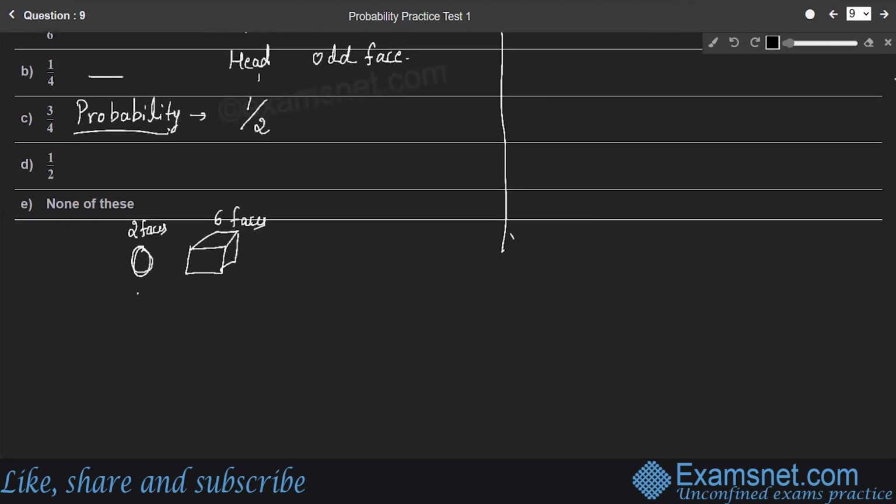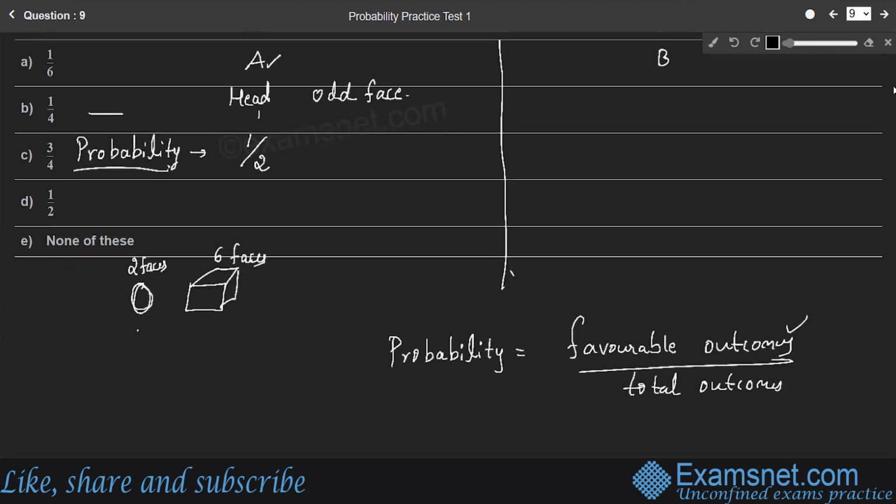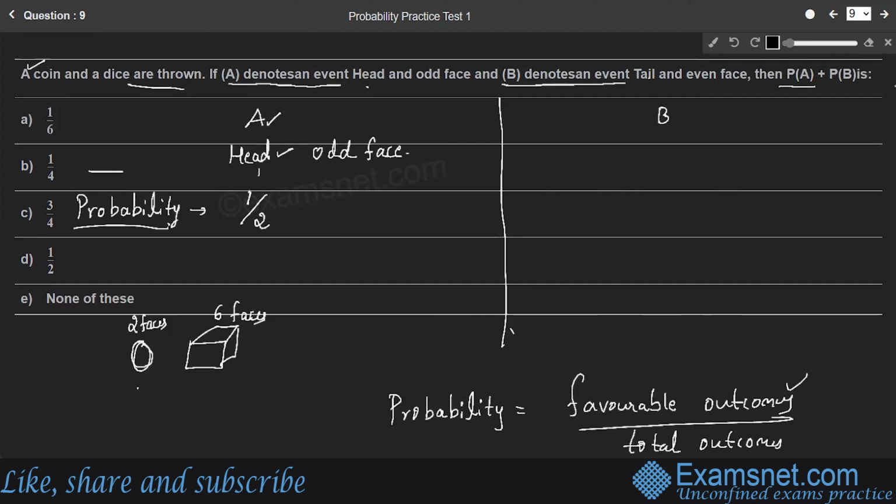Here again we are using the formula probability is equal to favorable outcomes divided by total number of outcomes. In case A, favorable outcomes are the number of heads in a coin. There is only one head, and total outcomes are the total faces. There are 2 faces. So the probability of getting a head in a coin is 1 by 2. And odd faces: how many odd faces are there in a dice? There are 3 odd faces out of 6 total faces. Therefore, the probability of getting an odd face is 3 out of 6.